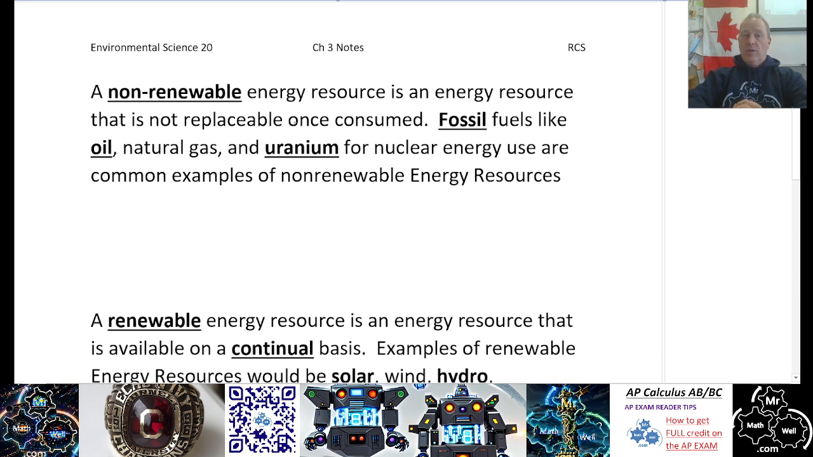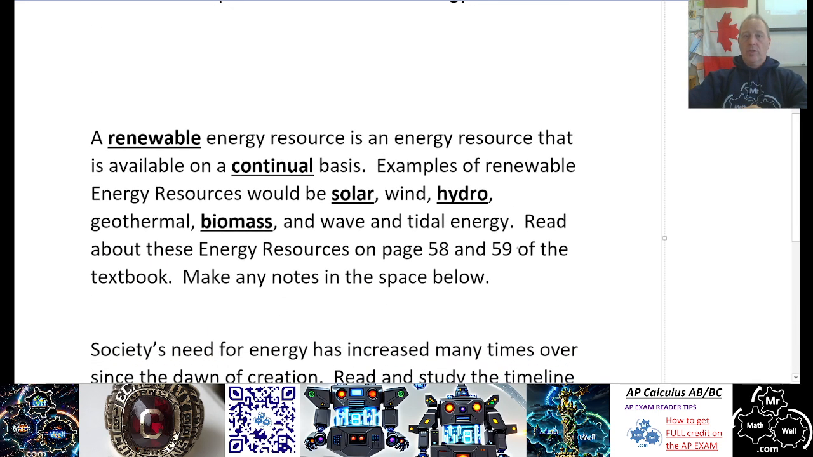So the term is fairly straightforward. It's non-renewable or not reusable. Okay? Fossil fuels like oil, natural gas, or uranium for nuclear energy are common examples of non-renewable energy resources. So if you use it up once and can't use it again, it's non-renewable. Renewable energy resources are energy resources that are available on a continual basis. Examples would be solar. As long as the sun shines, we have a renewable source of energy.